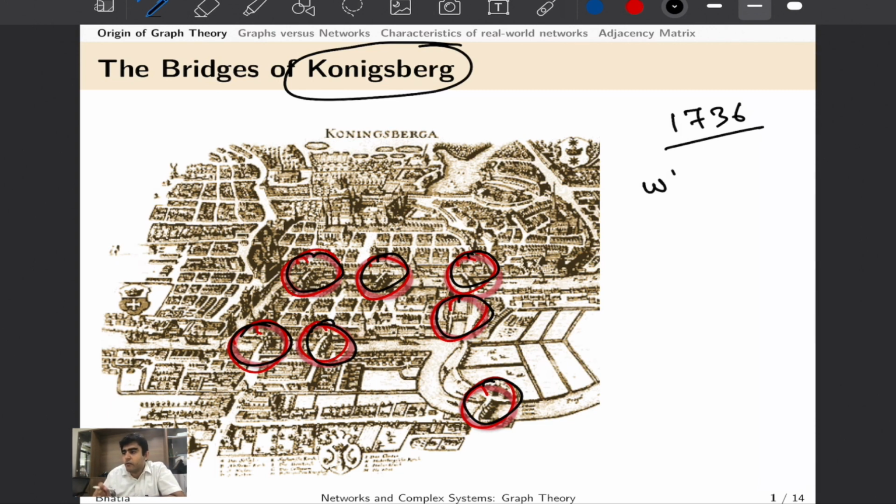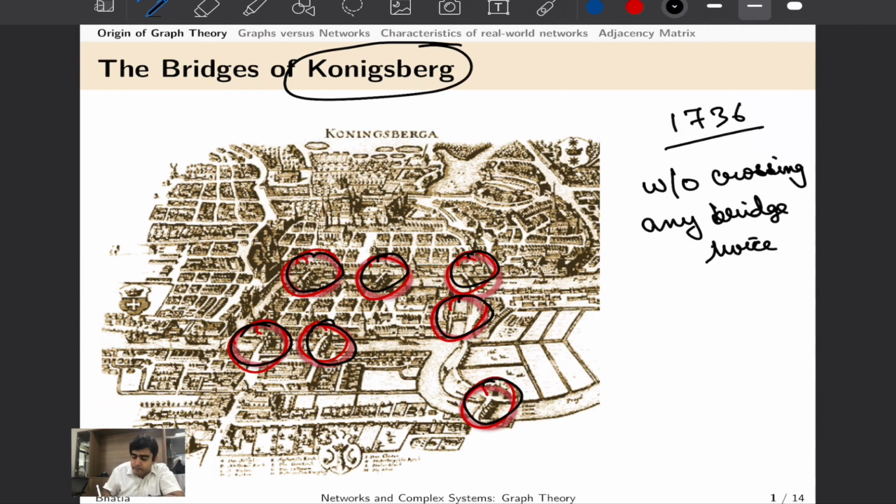That is, can one walk across all these bridges without crossing any bridge twice? Despite many attempts, nobody was able to find such a path. This problem remained unsolved until 1736, when the great mathematician Leonhard Euler offered a rigorous mathematical proof that such a path does not exist. How did he arrive at this conclusion?